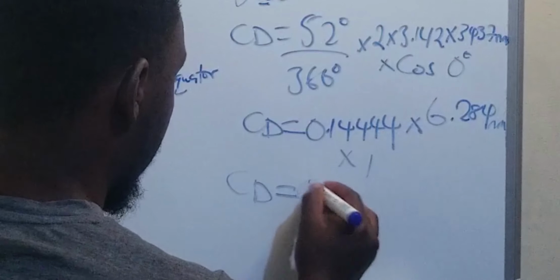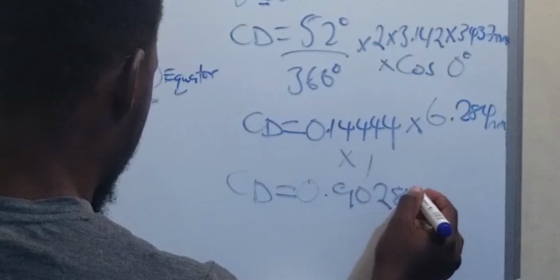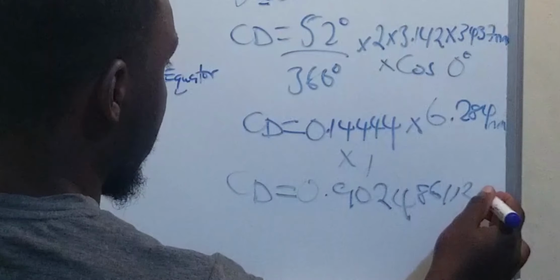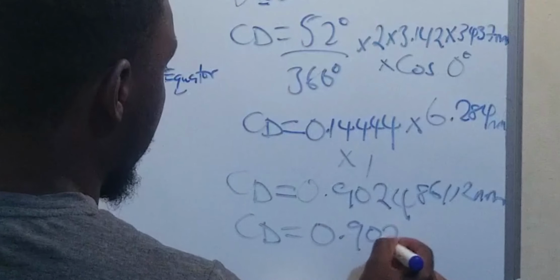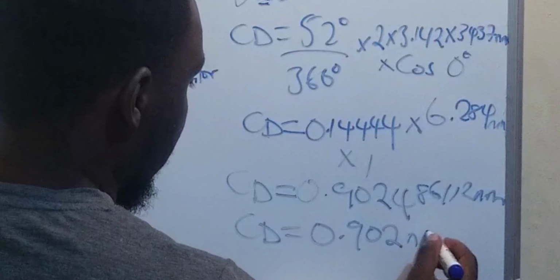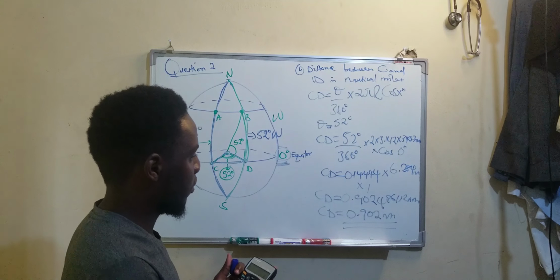We want to have 2486. If our calculations are correct, then this should be our answer there, 0.902 nautical miles. Let me just go through it again.